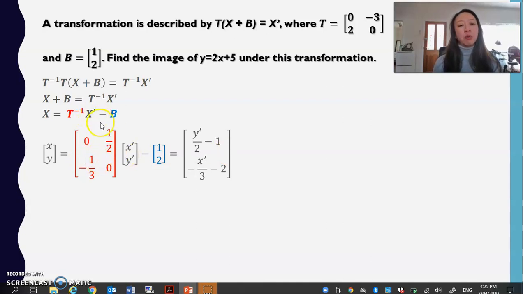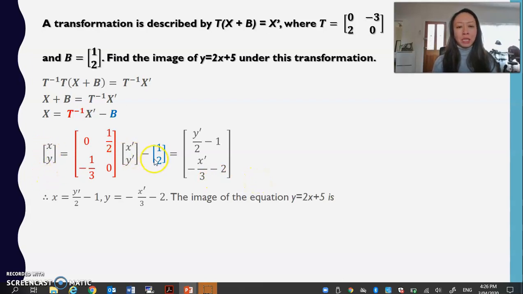And x prime will give us the image of x prime, y prime. Take b as a matrix of 1 and 2. In order to solve this, we have to multiply this together first, and then we have to take 1 and 2. If we do the product of this, we get y prime over 2 for my first row, and then I have to take 1 over here. This is going to be the result of my second row, and then I have to take 2 over here. So by doing this, we know that x equals y prime over 2 take 1, and y equals negative x prime over 3 take 2.